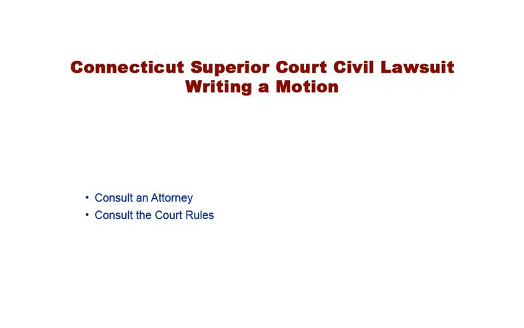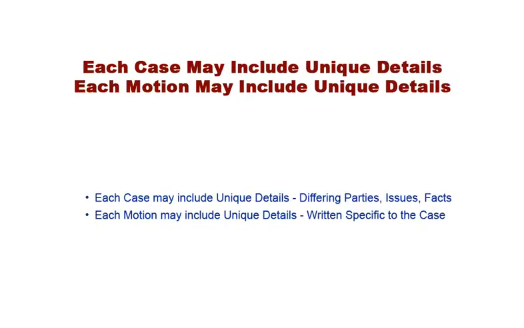In this overview, we will talk about the mechanics of how to write a motion for a Connecticut Superior Court civil lawsuit. Getting in touch with a lawyer to help you is a good idea. But if you decide to act as your own lawyer, the following is information to know as you write your own motion. Each case may include unique details. There may be similarities between your case and another, but cases differ from one another. They may have different parties, issues, and facts.